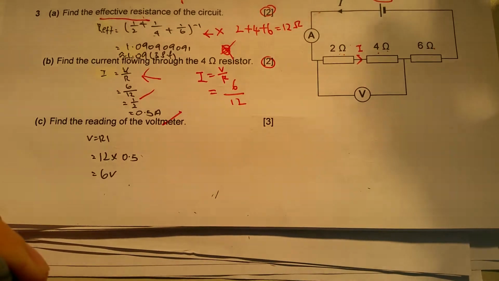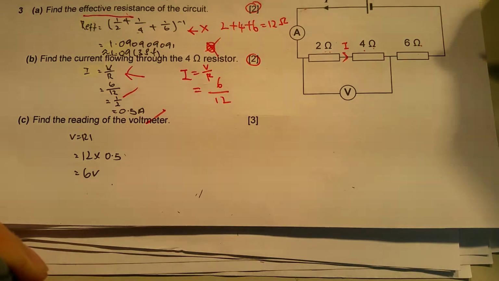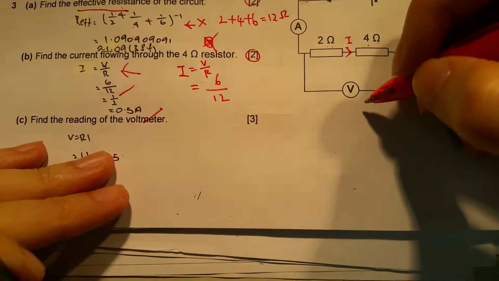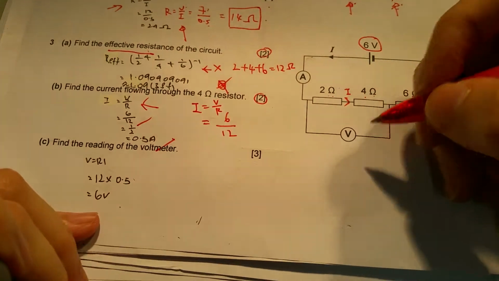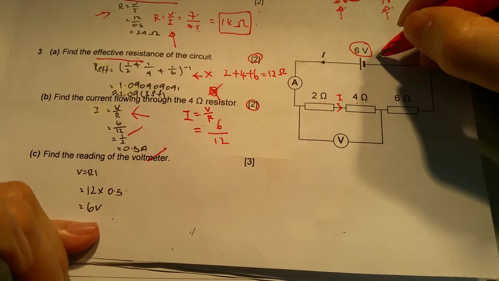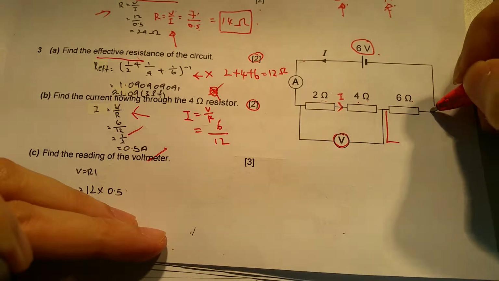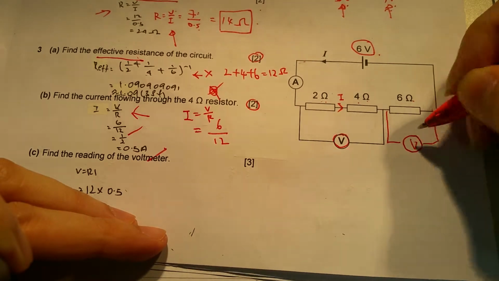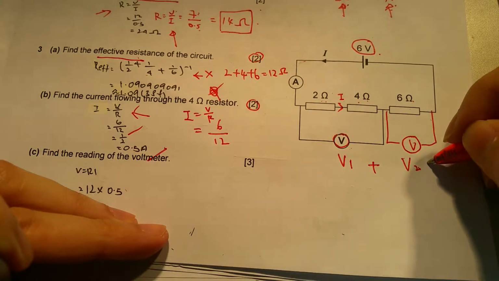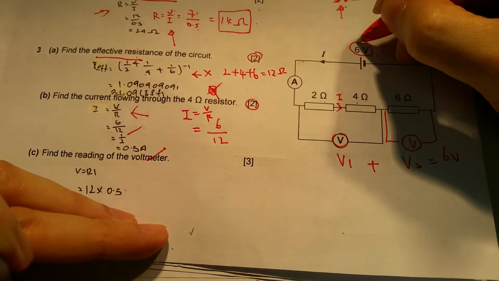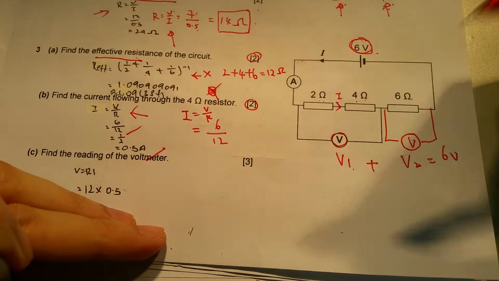Next, find the reading of the voltmeter. As you can see, the voltmeter is connected across these two resistors. As you can recall, in a series circuit, if I have an EMF of 6 volts and I'm asked to find this voltage, then I must also find this other voltage. If I label this as V1 and this one as V2, then V1 plus V2 must equal 6 volts, which is the total EMF.